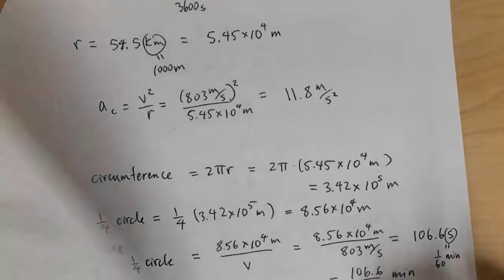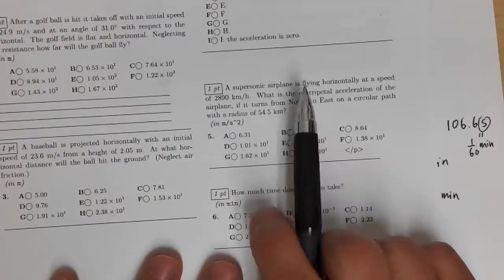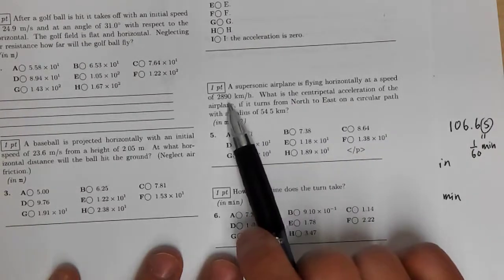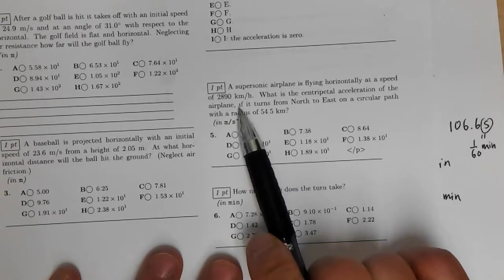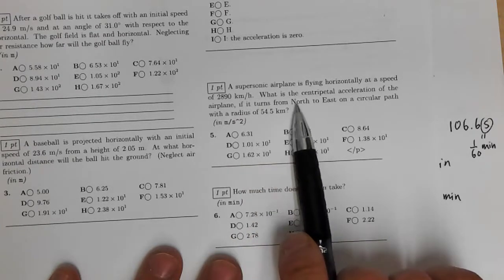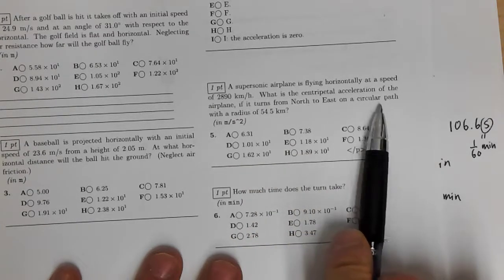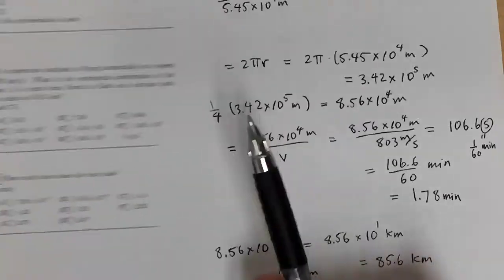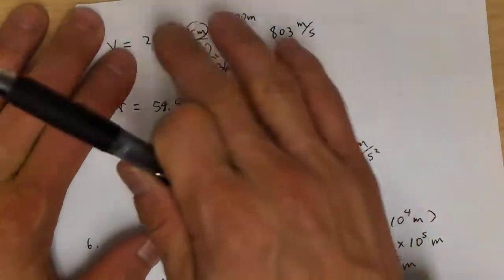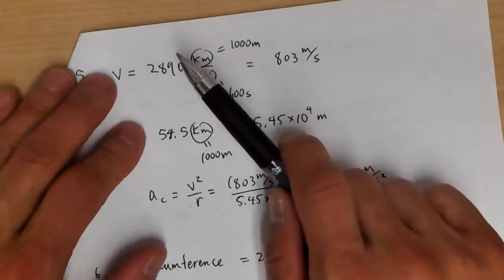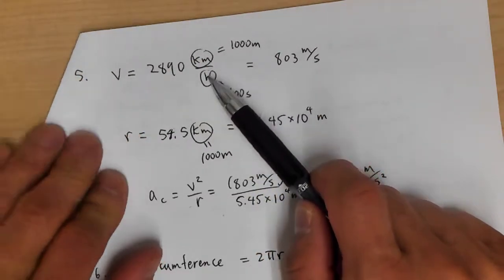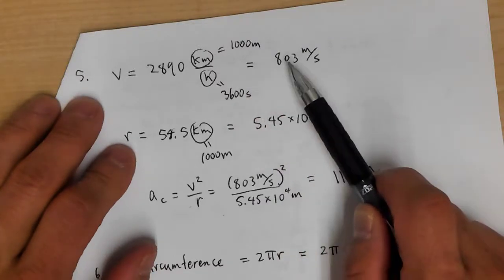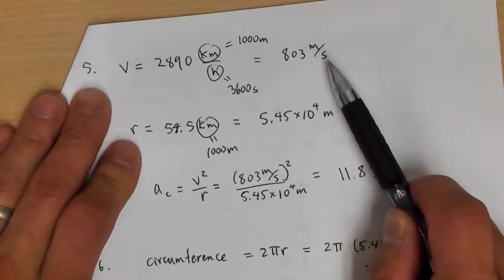Okay, now, number 5, a supersonic airplane is flying horizontally at a speed of 2,890 kilometers per hour. What is the centripetal acceleration of the airplane if it turns from north to east on a circular path of radius 54.5 kilometers? Okay, first we need to convert everything to meters and seconds. So 2,890 kilometers per hour, kilometers 1,000 meters, hours 3,600 seconds, so we get 803 meters per second.